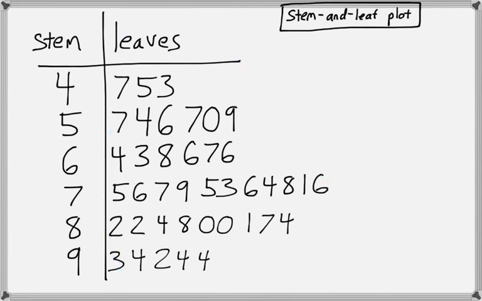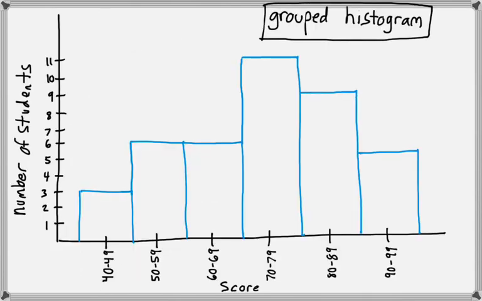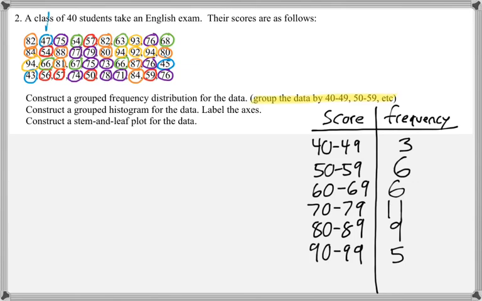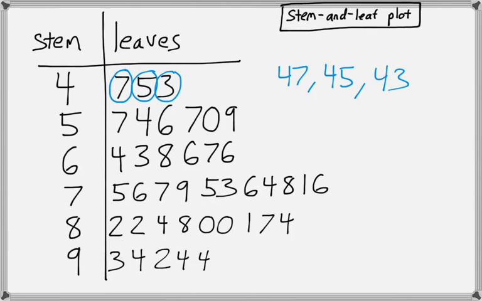So the 7 in the 4 row represents the number 47. The 5 with the 4 represents the number 45. And the 3 with the 4 represents the number 43. So these three numbers are corresponding to the three numbers that were in the 40s in our original data set. So we do the same thing with the 50s, 60s, and so on. And that is our stem and leaf plot.